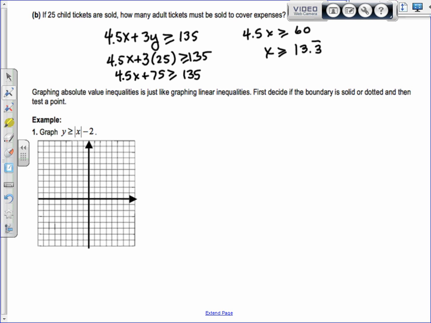Okay, so what's my answer? 14, yeah. Does that make sense? So it should be 14. So at least 14 tickets need to be sold. You can't give someone a third of a ticket. That's weird.